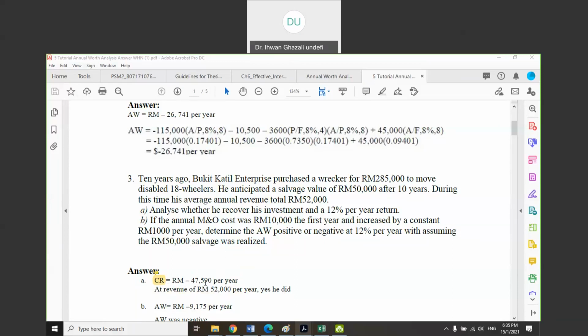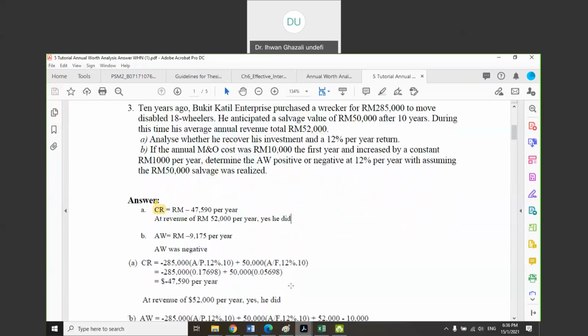Okay, first we need to compare our capital recovery with our revenue per year. So we compare. After we see this one, our capital recovery is minus 47 something, and then our revenue is 52,000 per year. So revenue is higher than our capital recovery. So it means, yes, he did recover the investment.